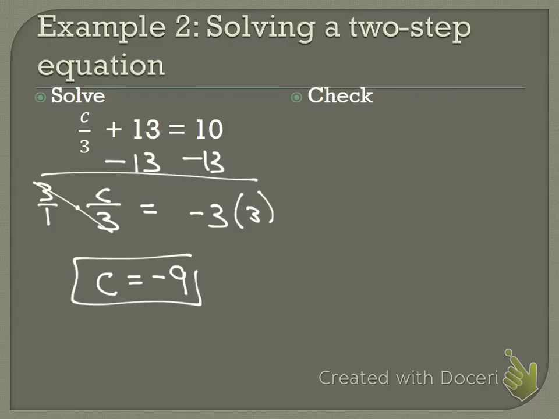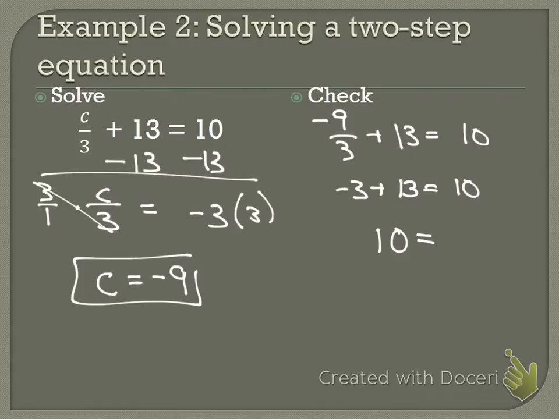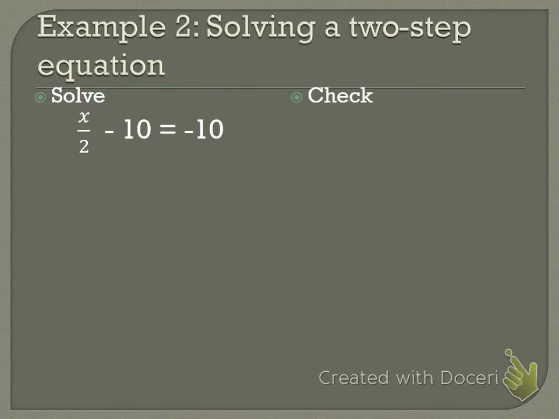All right, not done. I have to go back and check. Negative 9 over 3 plus 13 equals 10. Negative 3 plus 13. Yep, that works out. 10 equals 10. Think you can do one? Everybody get it right? Okay, it's the same process, it's just different operations. Here I have some division and subtraction. All right, go ahead and try this one.